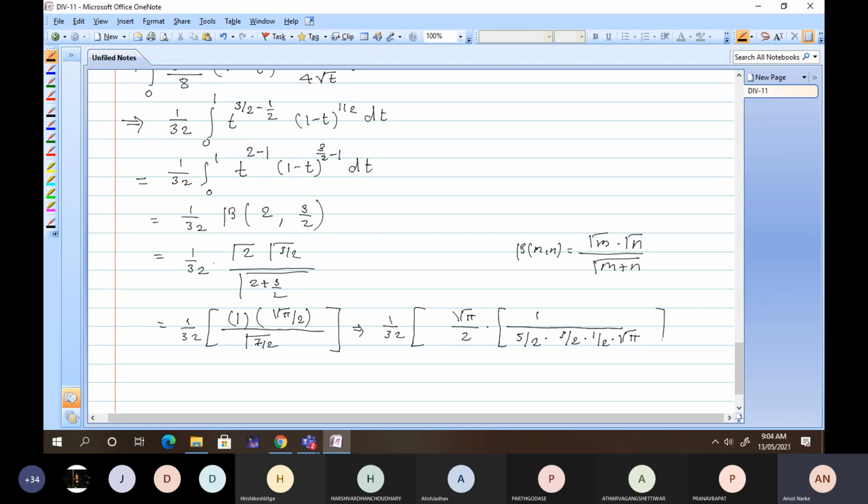Root pi. So can I cancel this root pi, root pi directly? And that 2 is in the denominator, and that 2 denominator, and that 2 denominator. So it comes in the numerator. So 2 into 2 is 4, 4 into 2 is 8, 8 into 2 is 16. So what are you getting? 1 divided by 32 into 16 divided by 15. 3 fives are 15 only. I think 15 remains only here. So 16, 1 divided by 30. Please check whether it is correct or not, or I made some mistake here.